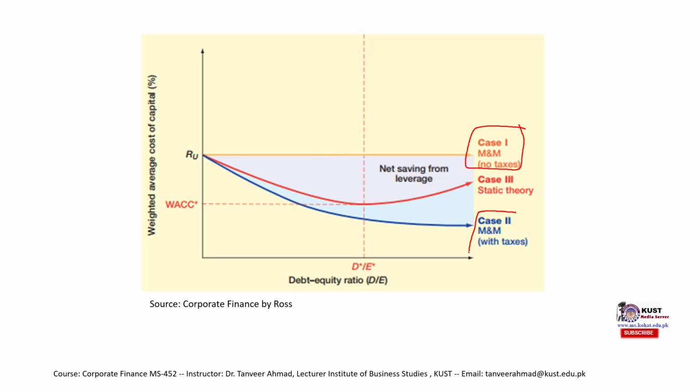The second theory, case 2, which was MM with taxes, said that as you increase debt, the WACC would keep on decreasing. But the static theory says that as you increase debt, it would decrease to a certain point. After that, it would start increasing. So this is the point which one should target.